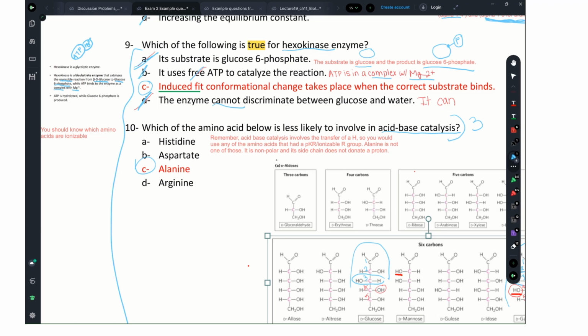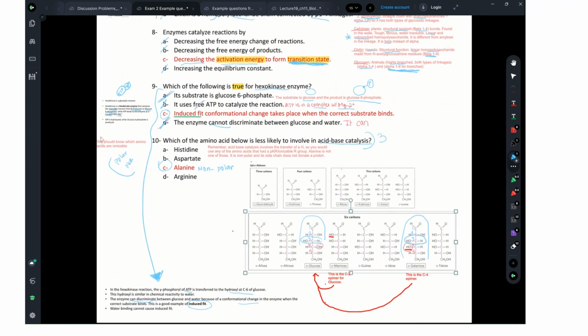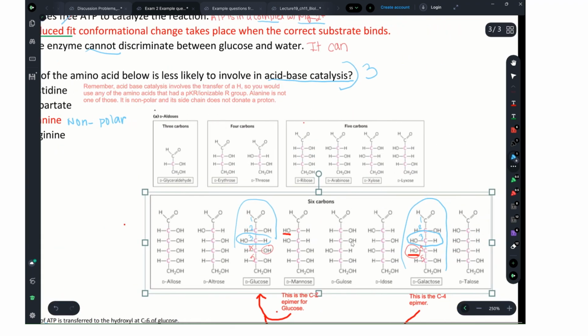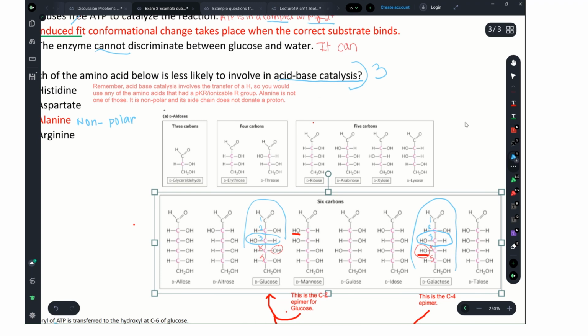Alanine is a nonpolar amino acid, so it can't participate. Also polar, and then the ones with pKr values. Just know your amino acids and their categories. Okay, and then you should be able to recognize the most common sugars. So that's why you should just practice on a whiteboard.